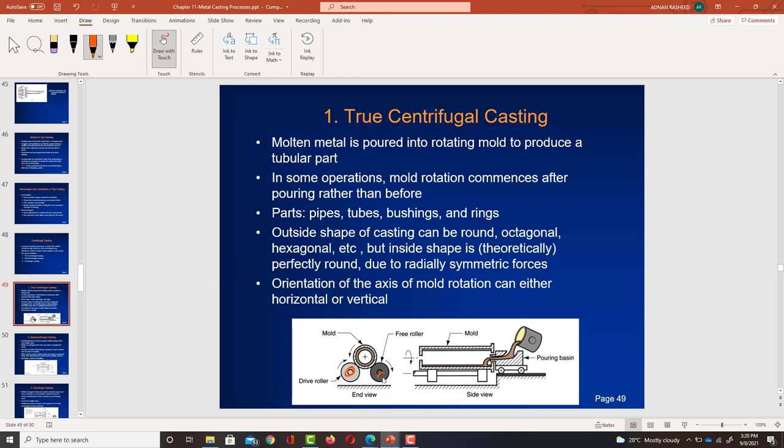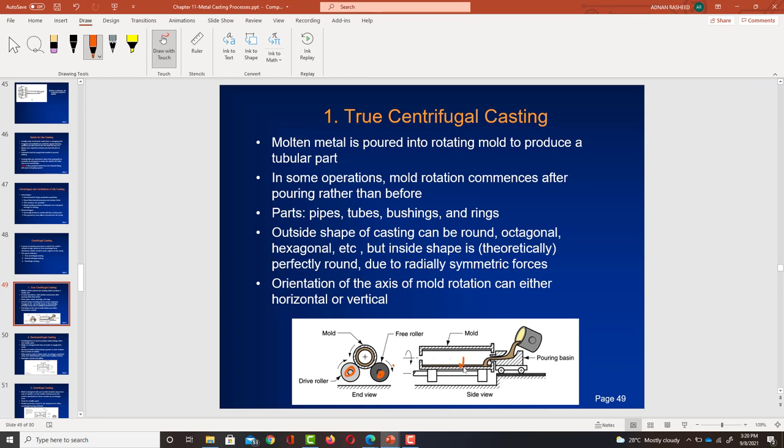These are the rollers and these are rotating, and there is a mold of the shape that you are going to produce. Typically they are used for tubular parts, so definitely it will be a circular mold. Clear? When this driver roller rotates, the mold will also rotate.